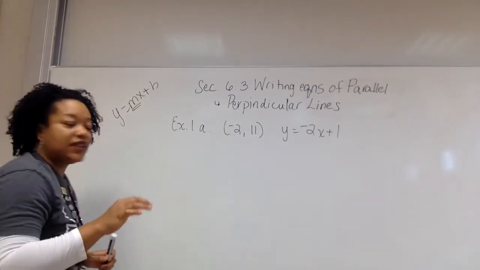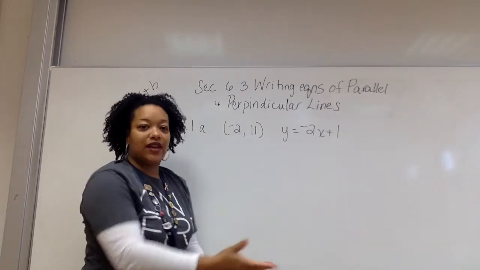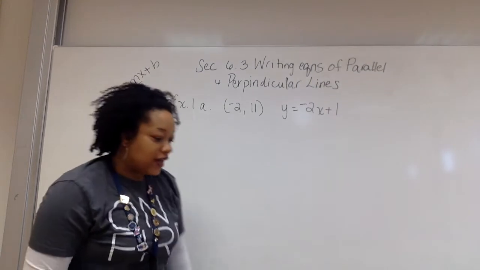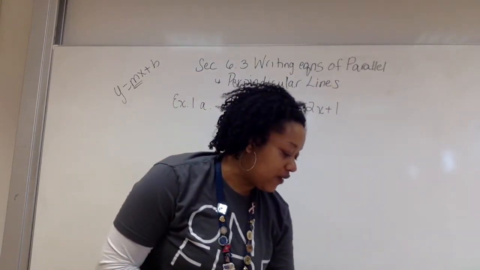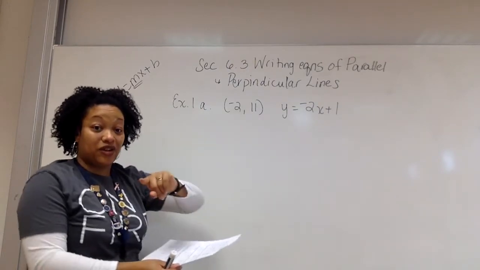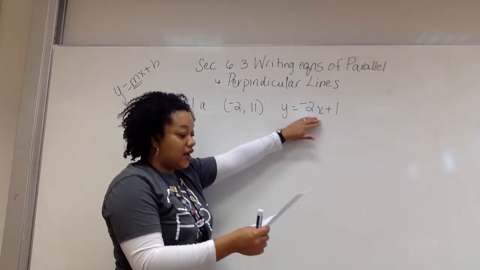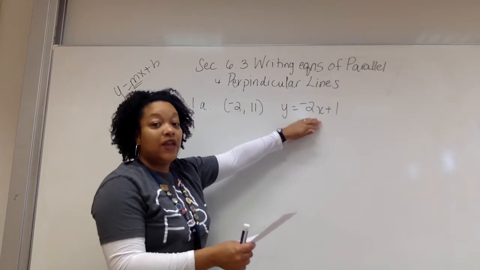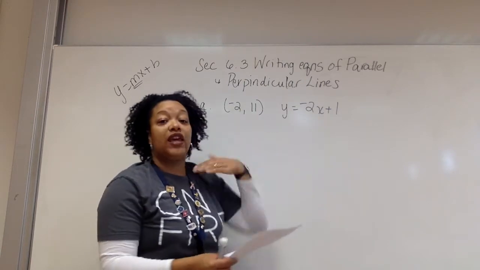All right, so here is example one. You've got it written on your notes there. It says write the equation of the line that passes through this given point, because I told you they're going to give you a point, and is parallel to this equation, okay? So the key word is parallel.